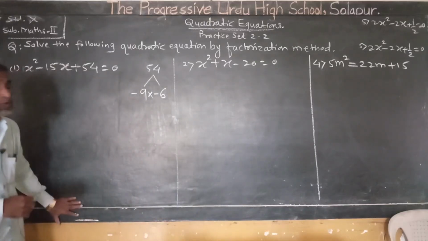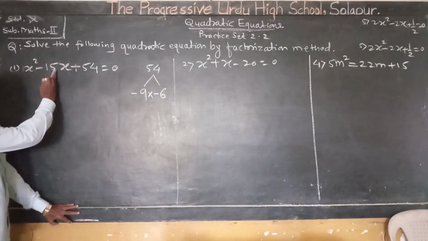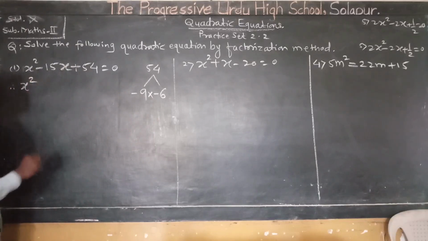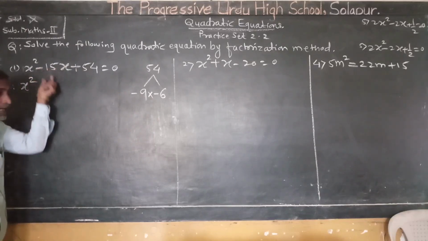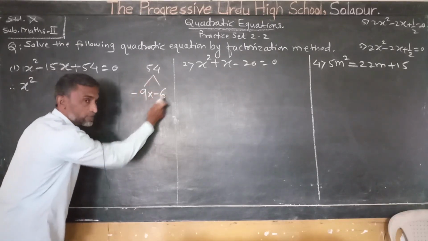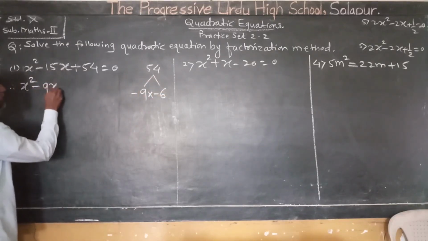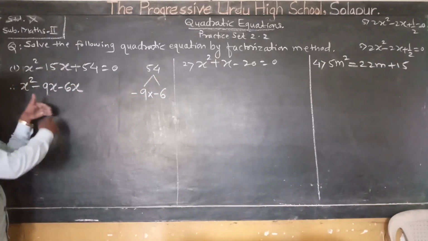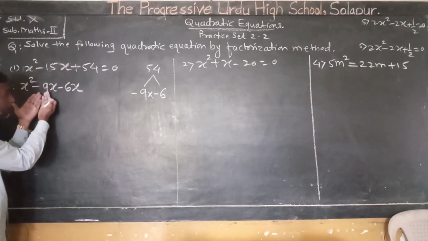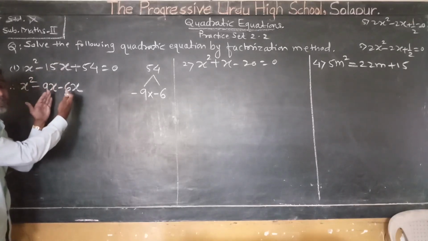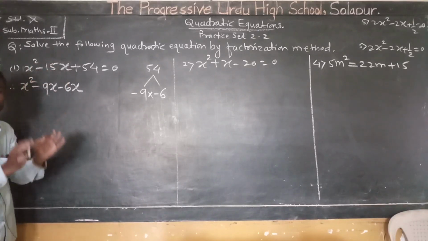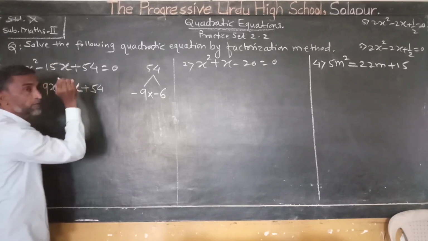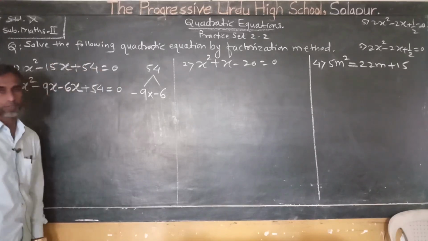Now, what should we do? Split the middle term according to these two factors. Therefore, x square, write minus 15x as minus 9x minus 6x. I have split the middle term; I have written minus 15x as minus 9x minus 6x, which still means minus 15x. Write the constant term plus 54 as it is, equal to 0.